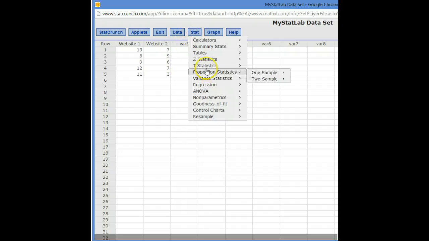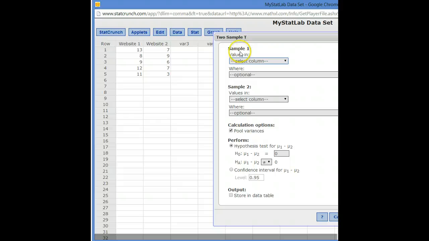Hit on Stat, and then it's definitely T statistic, and we did the analysis to know the difference between a 2-sample and a paired 2-sample, and we do have the data. Sample 1 is in the column labeled website 1, sample 2 is in the column labeled website 2, and in this case we're interested in a confidence interval.